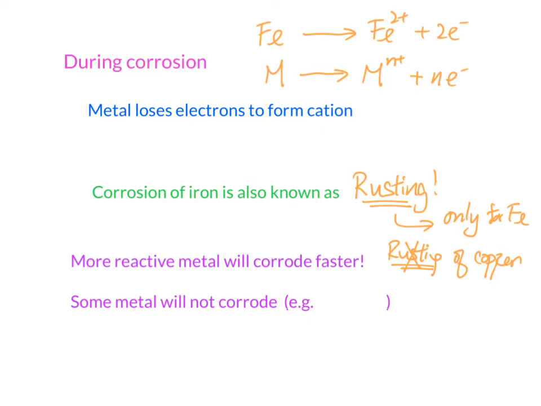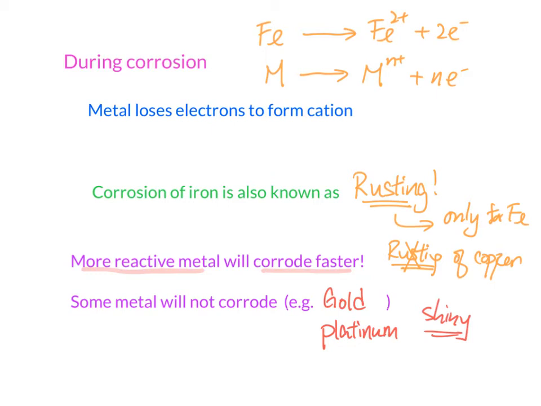A more reactive metal will corrode faster, because the process of losing electrons will be faster. But some metals do not corrode, or corrode so slowly that you can't see the process. For example, gold and platinum. Those that are very low in the metal reactivity series seldom corrode, so they keep shiny all the time and have a great appearance.